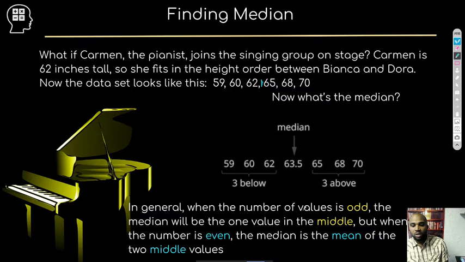So in general, when the number of values is odd, like the first one was, the median will be the one value in the middle. So we have one value in the middle. But when it's even like this, 3 and 3 is 6, we have to come up with that by finding the mean of those middle values.